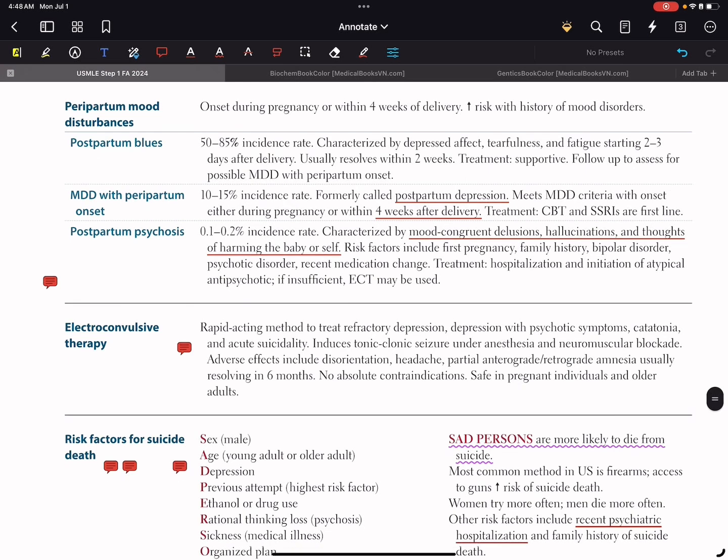Electroconvulsive therapy, ECT, is a rapid acting method to treat refractory depression. He will ask a question like, what is the fastest? A patient came to the emergency department and wants to commit suicide right now, and what is the fastest thing you should do? ECT.